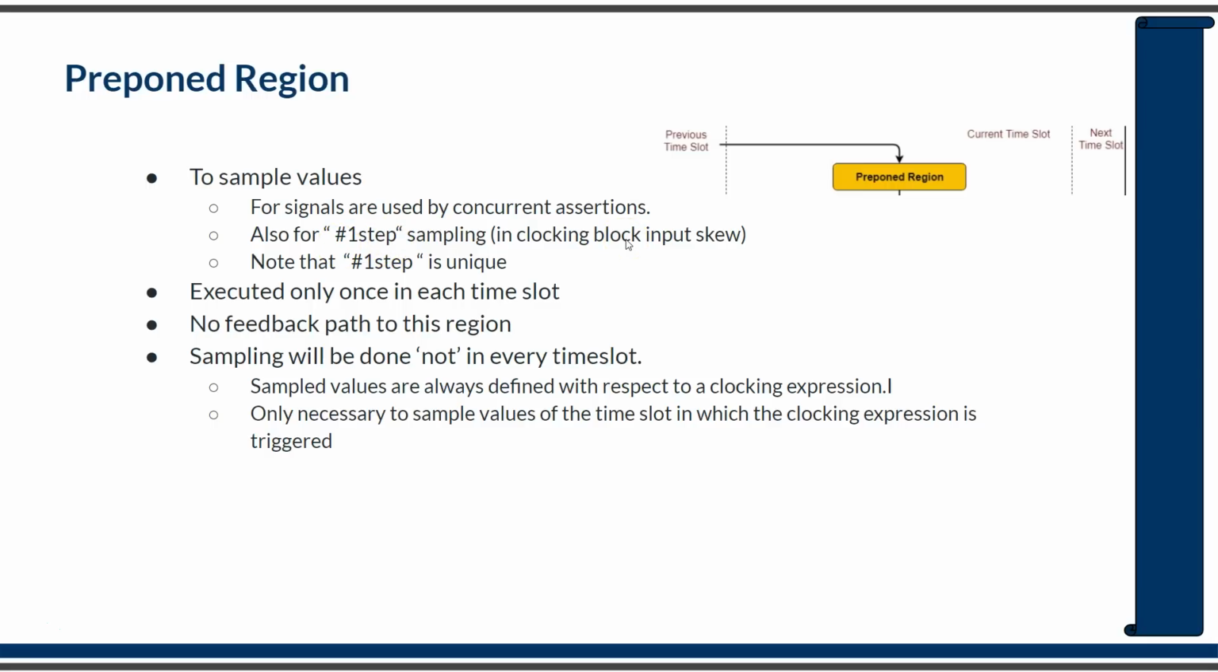You might be familiar with clocking blocks, and while defining clocking blocks, you need to specify an input queue, and that is the queue used to sample values or read variables from this clocking block. If this input queue is given as #1step, then the sampling will happen in the Preponed region. So simply, in the Preponed region, all the signals will be sampled which are used in concurrent assertions in general, and also the variables which are specified in a clocking block with #1step sampling.